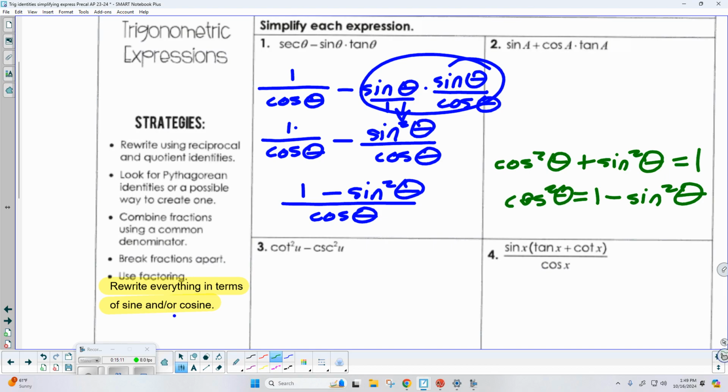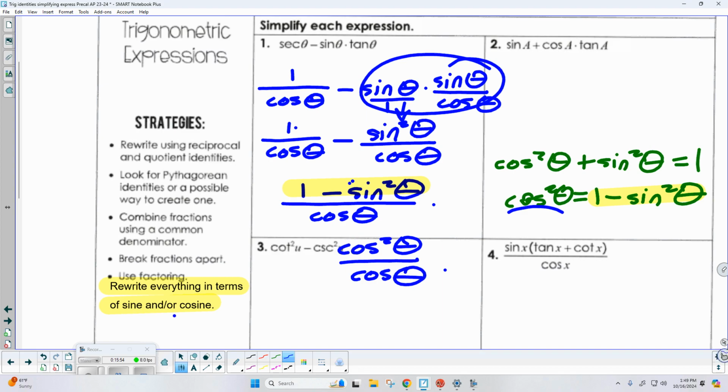So see, even though I manipulated the original identity, this is another true identity. That's a true statement right there. So you notice I got 1 minus sine squared. Well, what does 1 minus sine squared equal? I can take this binomial and just replace it with that cosine squared. So cosine squared of theta over cosine theta. Is everybody okay with how I went from here to here? I used substitution. The fact that 1 minus sine squared equals cosine squared, so I just replaced it.